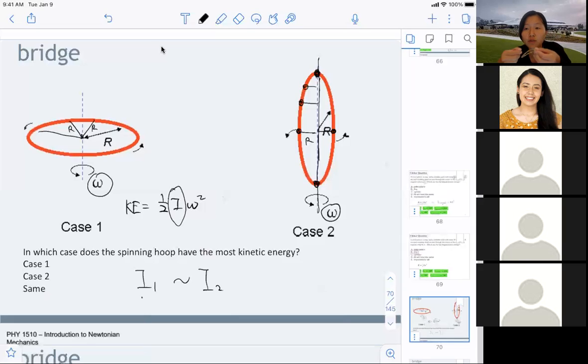So if you have a little ring, rotating it this way versus rotating it this way, this is case 2. Case 2 will be easier. It has a smaller I, so it requires less energy. The most energy will be case 1.